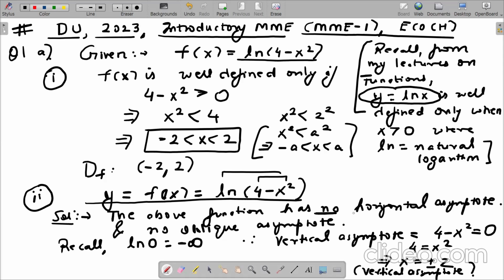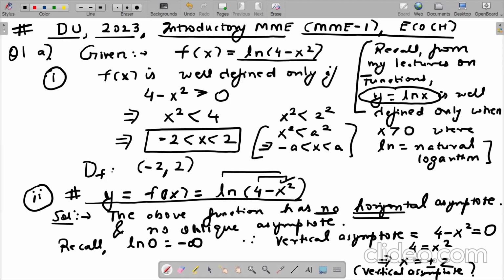There are no horizontal asymptotes for this particular function. And remember from my lectures, how do we work out the asymptotes? Suppose I have to find the horizontal asymptote. Look for the highest power of x in the equation, that's x square. Does it involve y? No. So there is no horizontal asymptote. There is no oblique asymptote also. You cannot divide. Oblique asymptotes exist only in case of rational functions, when you have a polynomial divided by another polynomial. This particular function only has a vertical asymptote.